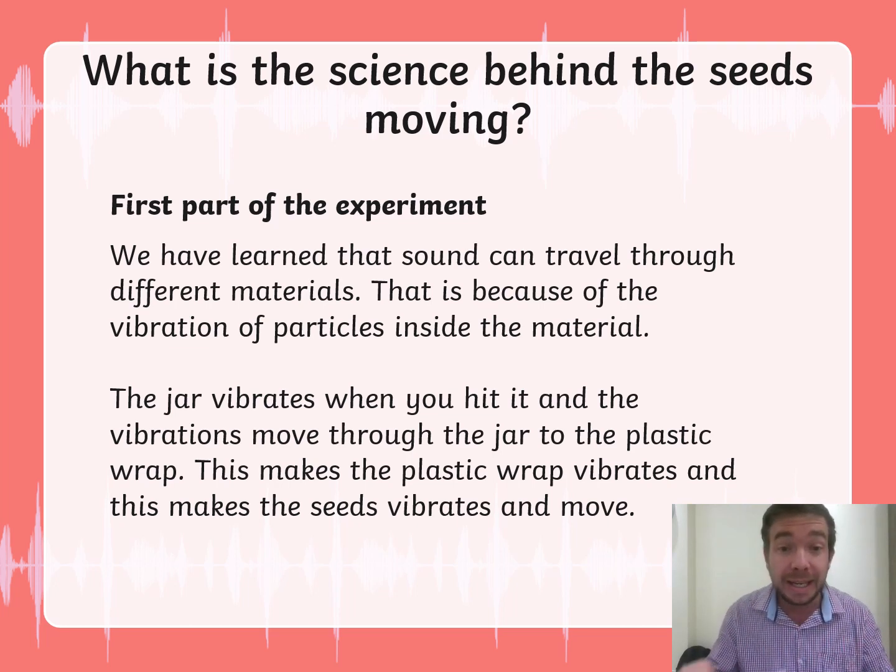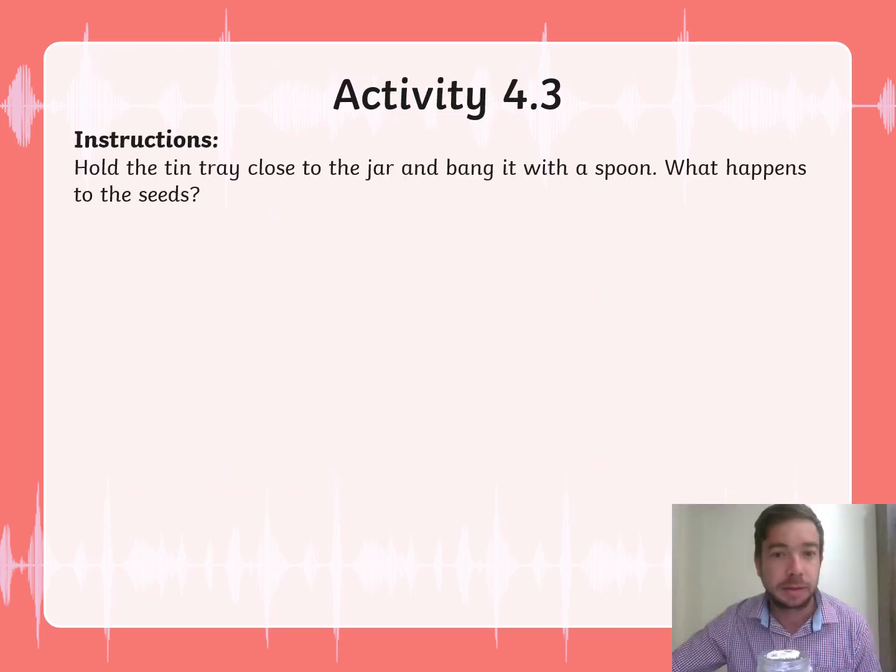Now, when we hit the jar, it actually makes the jar vibrate. So the particles inside the jar are vibrating. And as this vibration is carried over and travels through the particles, it starts making the plastic wrap vibrate, and when the plastic vibrates, it makes the seeds vibrate. Well done, good observation. Now that was interesting.